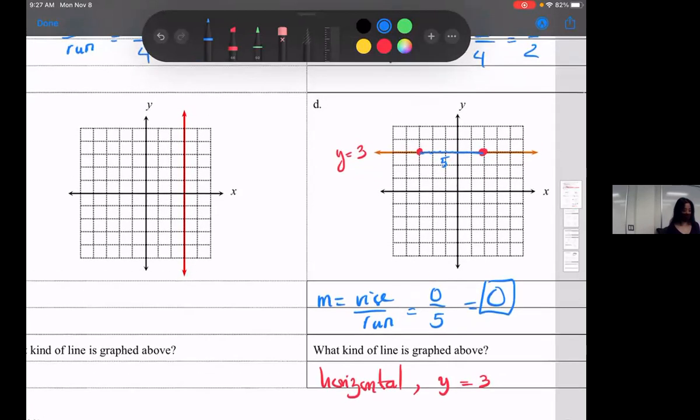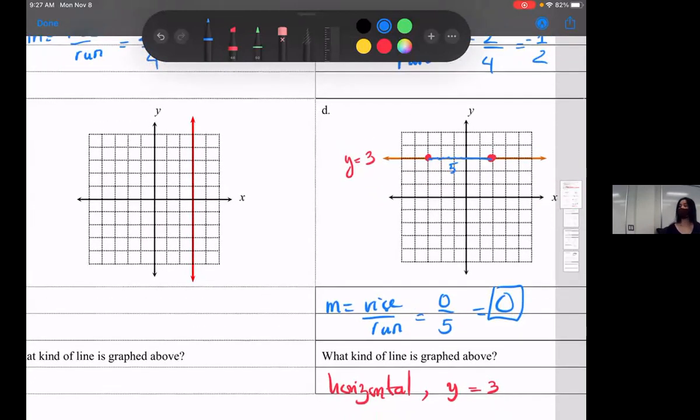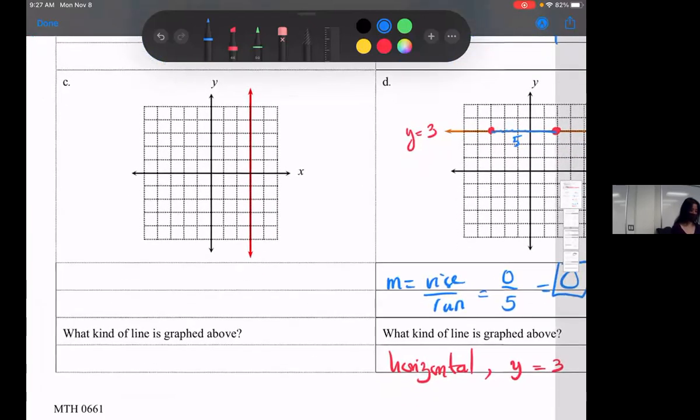So let's go back to C. Does anyone have a question on D or A or B before I go to C? Let's go to C. This is definitely the vertical graph. What's the equation of this graph? Good. X equal 3.